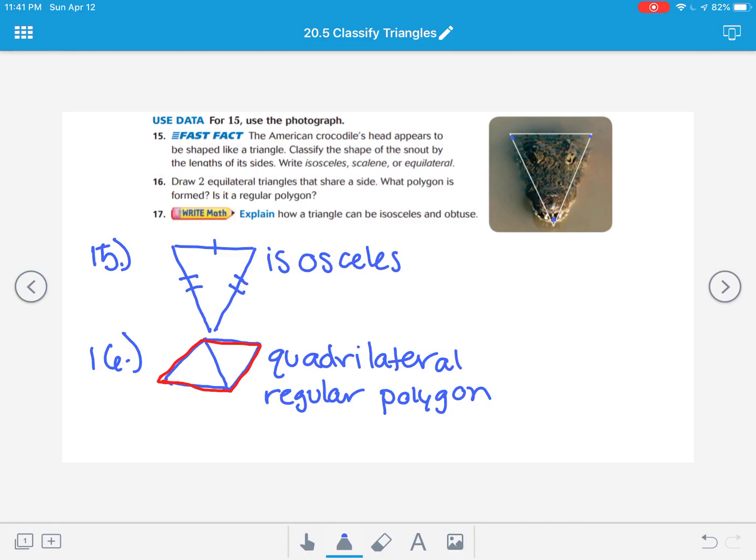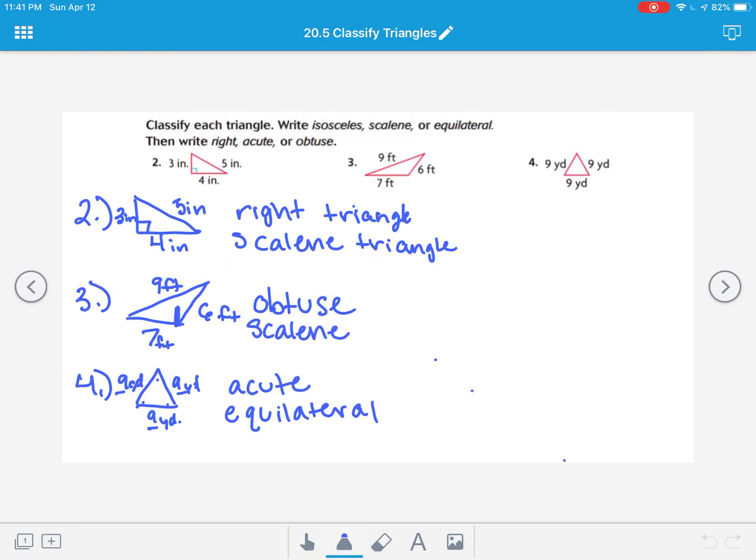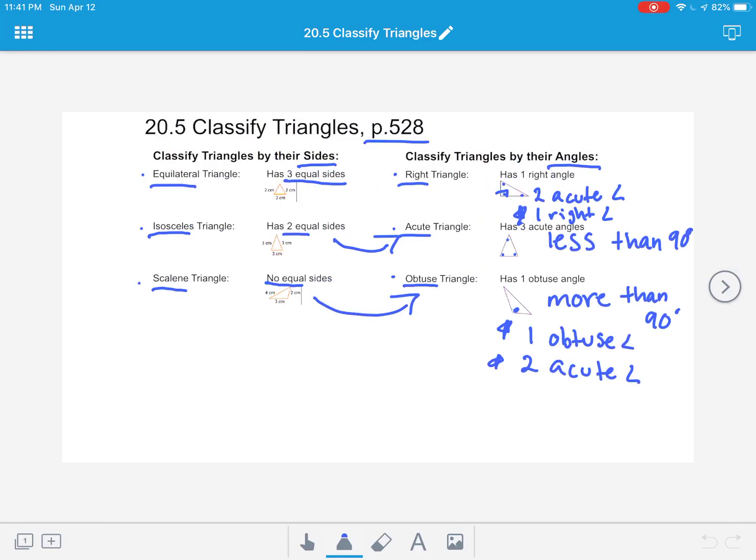All right, so thinking about number 17, last one, and then we'll get you started on your independent practice. Explain how a triangle can be isosceles and obtuse. So let's look back to our notes and take a look at isosceles and obtuse triangles right next to each other. An isosceles triangle has two sides that are equal, and an obtuse triangle has one angle measurement that is greater than 90 degrees.